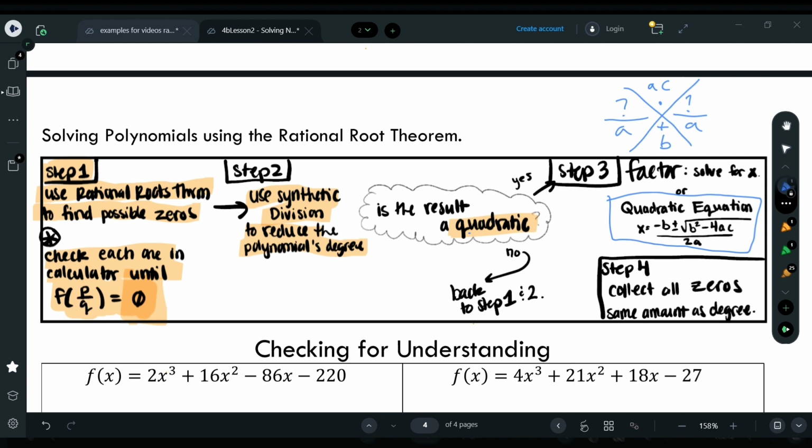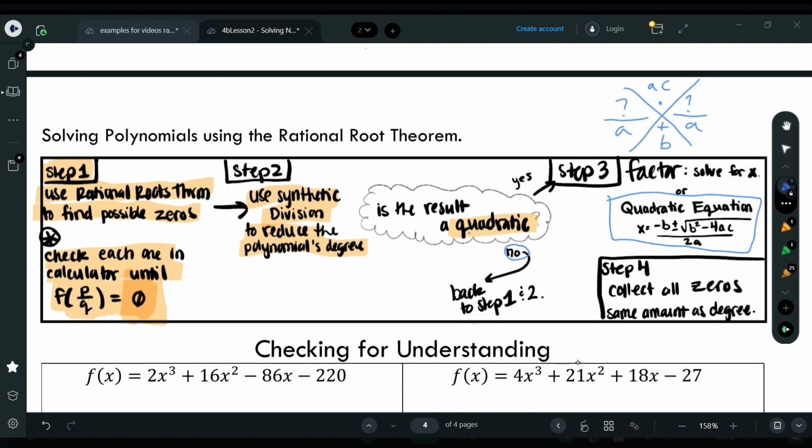Now, if after you do synthetic division, it's not a quadratic. So let's say, for example, back over here, you start with the degree 4, you find a solution, you do synthetic division. Every time you do synthetic division, the degree drops by 1. So if it starts as x to the power 4, after synthetic division, it's x to the power 3. It's a cubic. It's not a quadratic. So after you do synthetic division, if it's not a quadratic, then this is what you do. You go back to step 1 and 2. You can use the list that you already have of possible zeros, but you find another one.